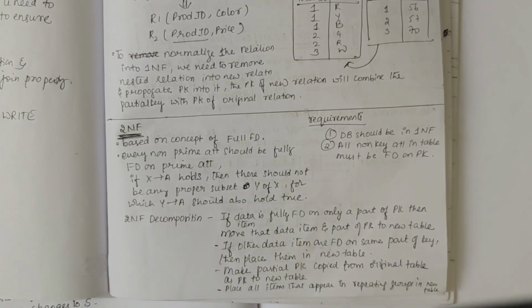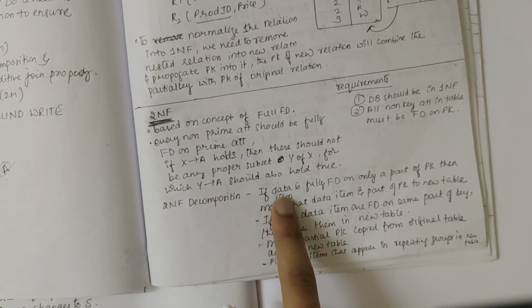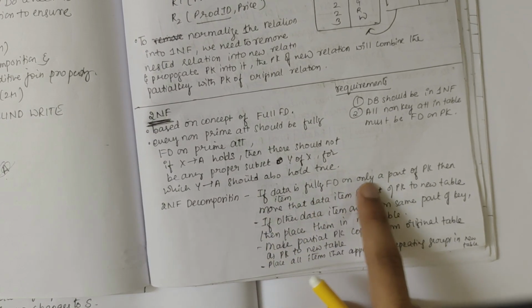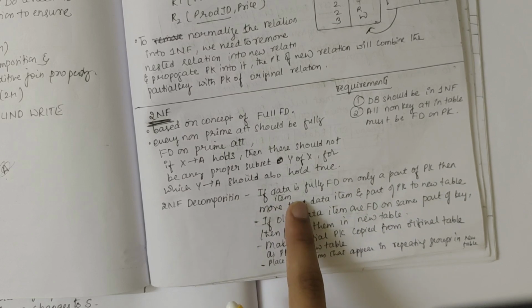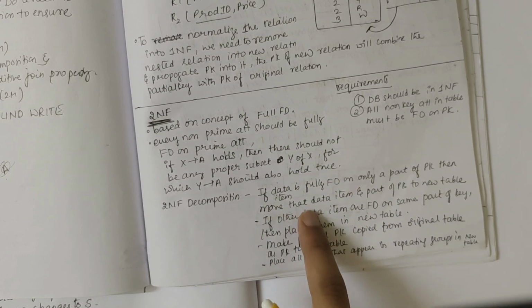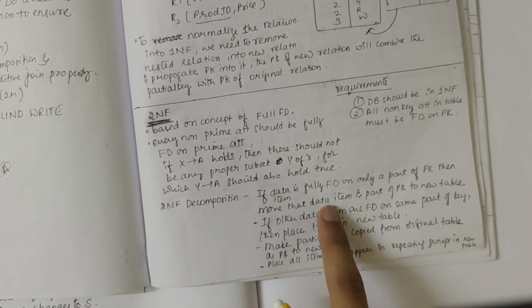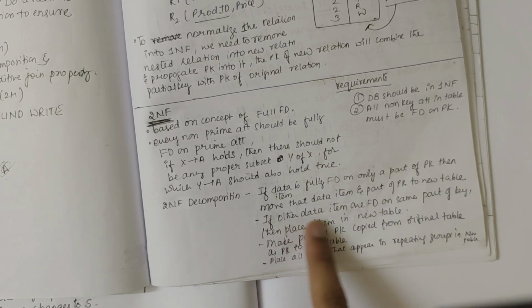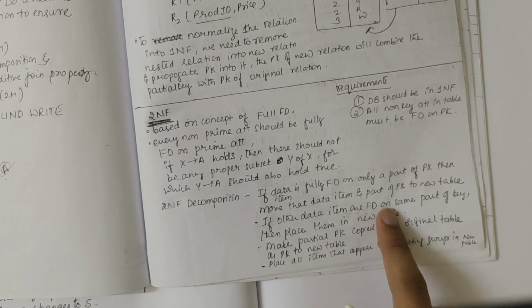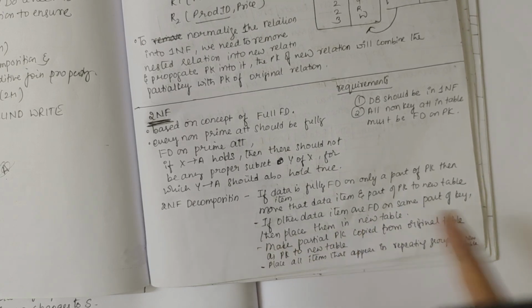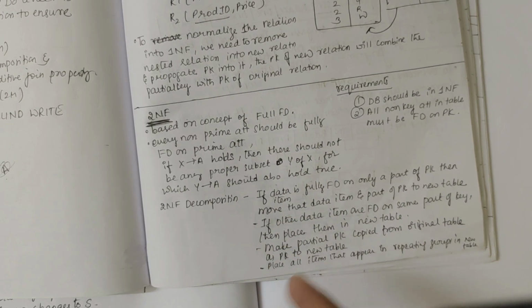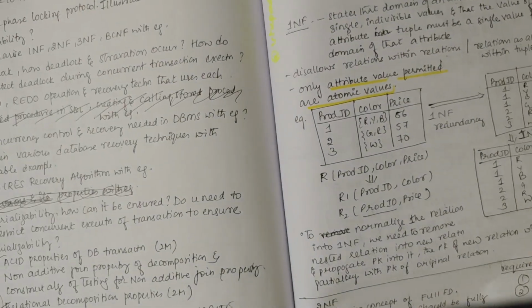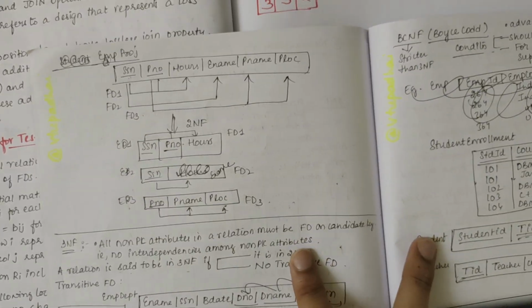So in 2NF decomposition, if a data item is fully functionally dependent on only a part of the primary key, then move that data item and that part of the primary key to a new table. If other data items are functionally dependent on the same part of the key, then place them in a separate table. So instead of reading this, we can explain this with an example. So this is the example.